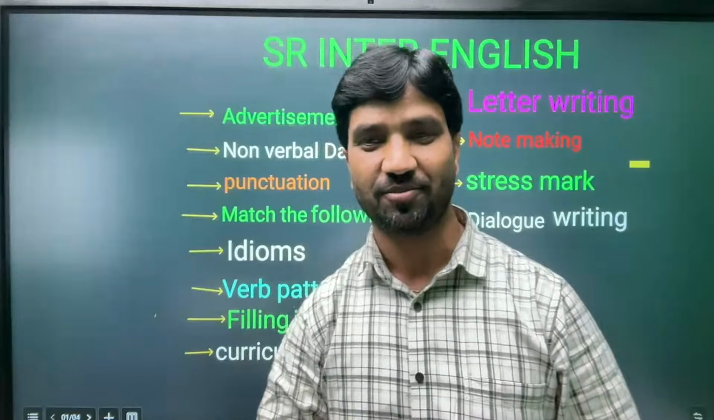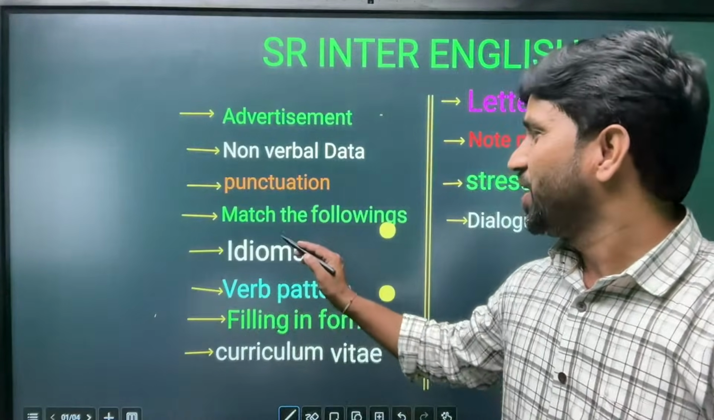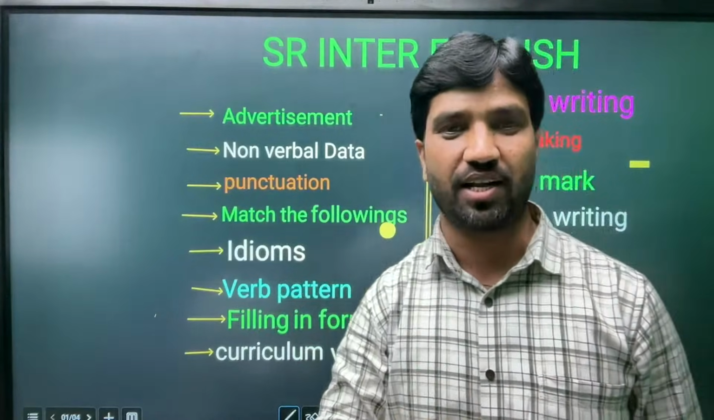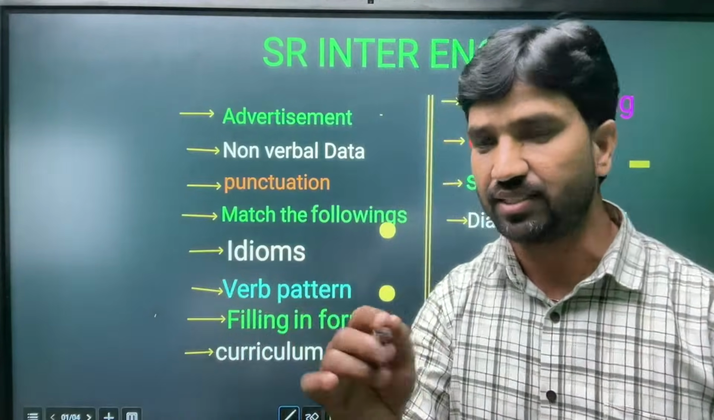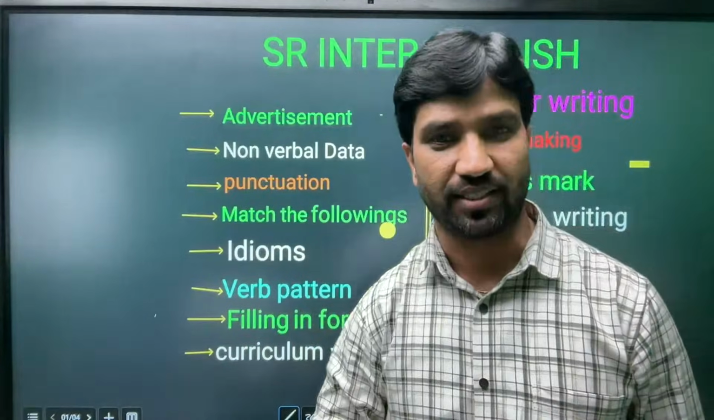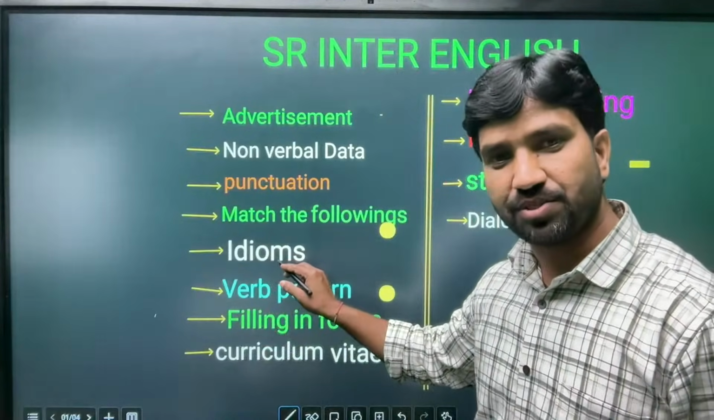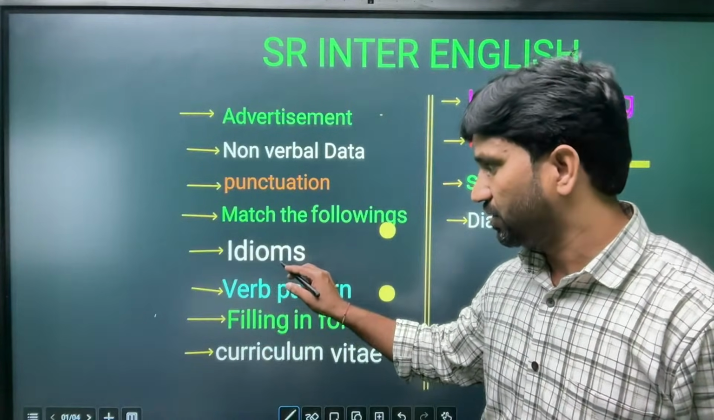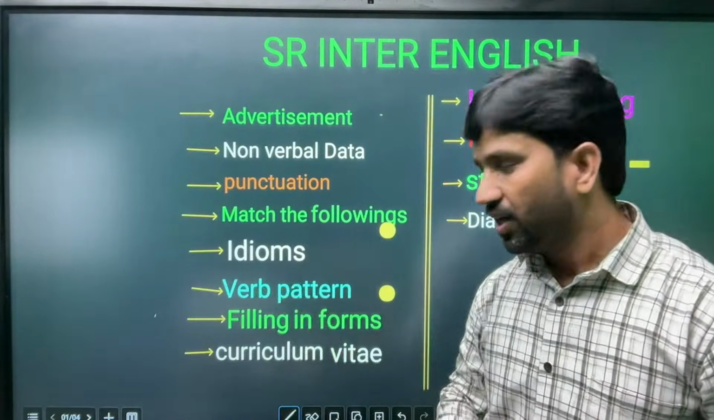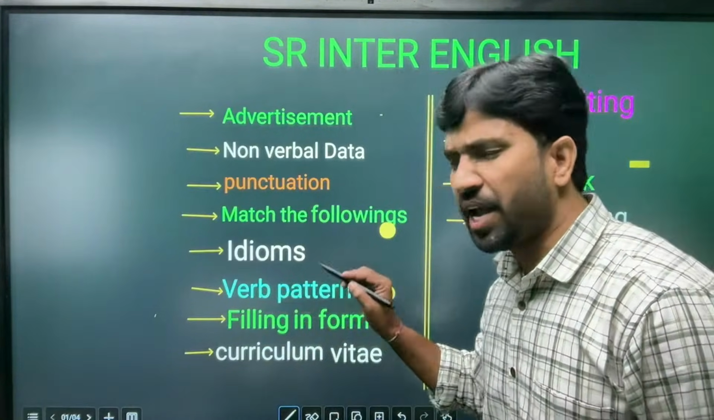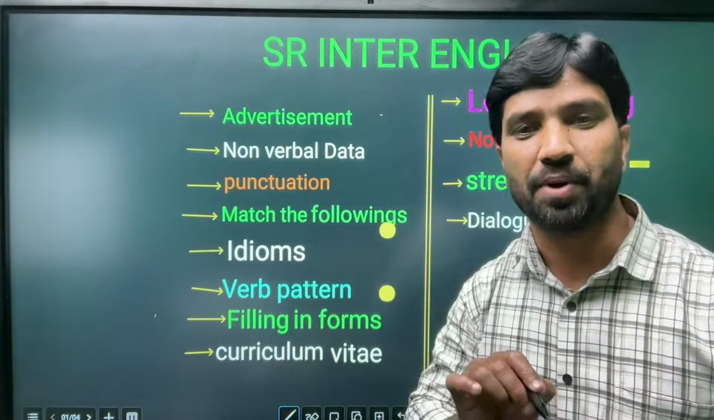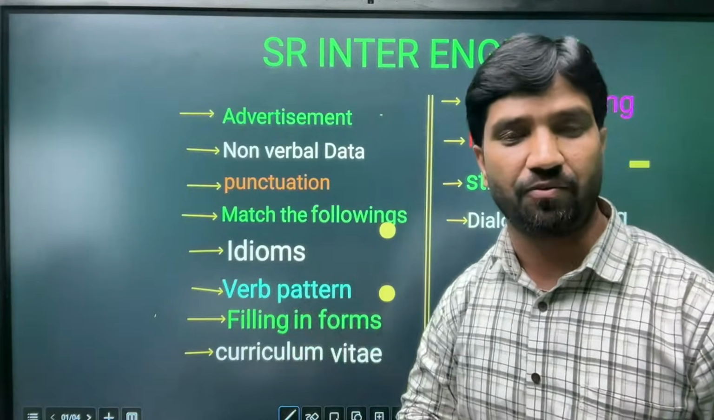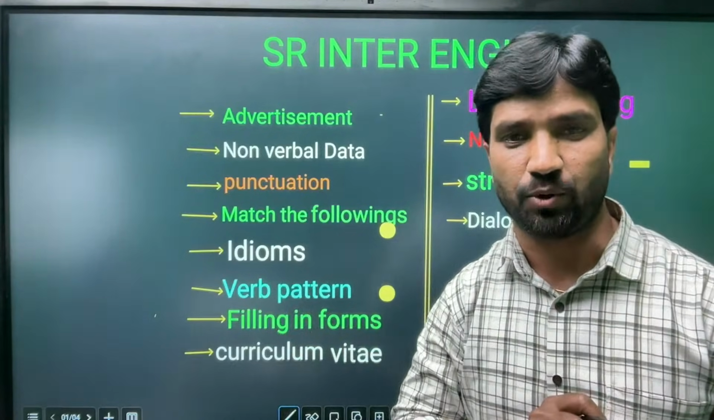Good evening, all. Match the followings: we know that whatever two exercises are given after all the exercises, you go with both exercises. Then idioms, and next verb pattern. We feel it is a little difficult. Everybody feels verb pattern is difficult and has doubts about it. We will go with clarity about it.